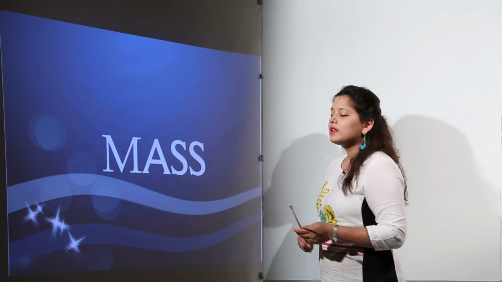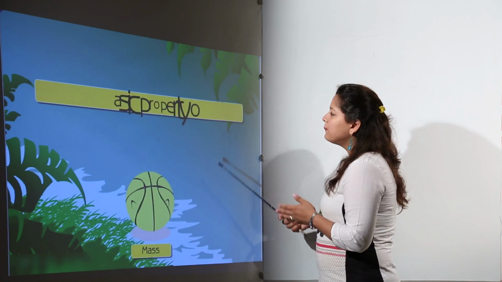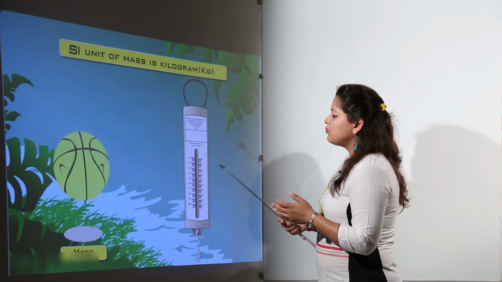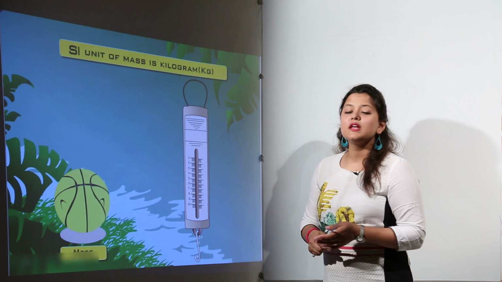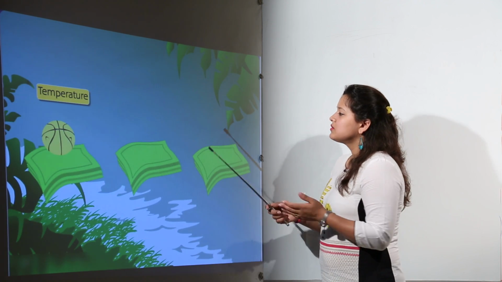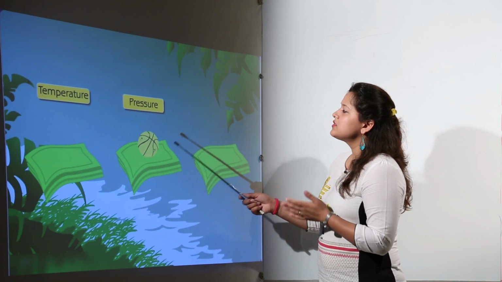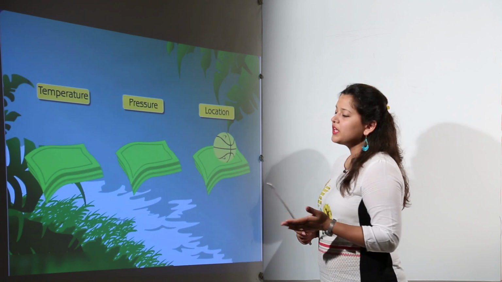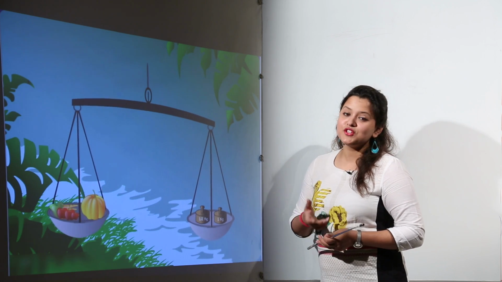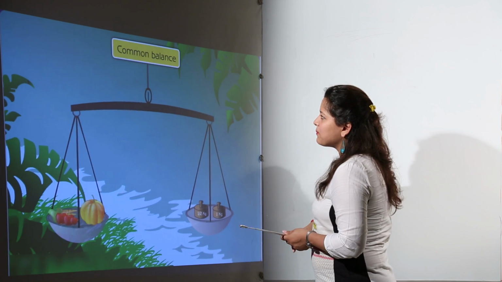We shall discuss the mass now. Mass is the basic property of matter, right? And we can always measure mass in kilograms, as it is the SI unit for mass. Mass does not depend on temperature, pressure or location. Whether it is a different location or temperature, the mass of the object remains the same.